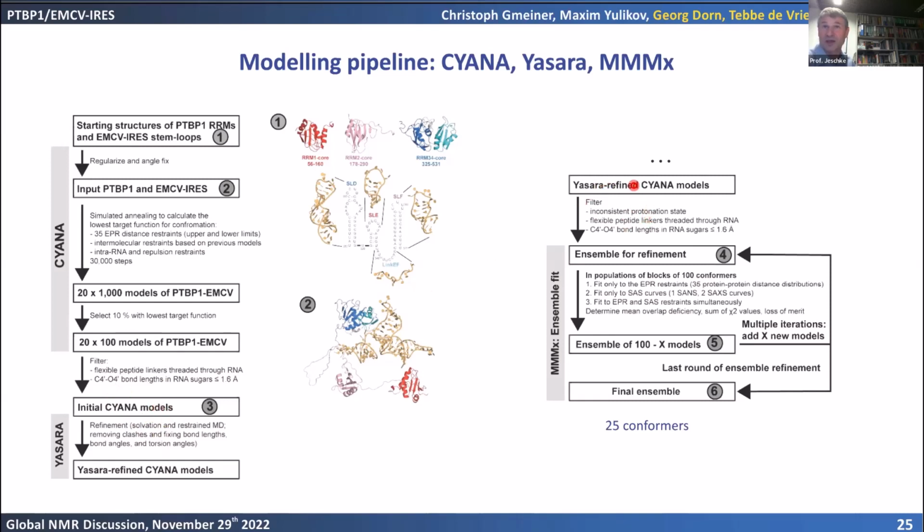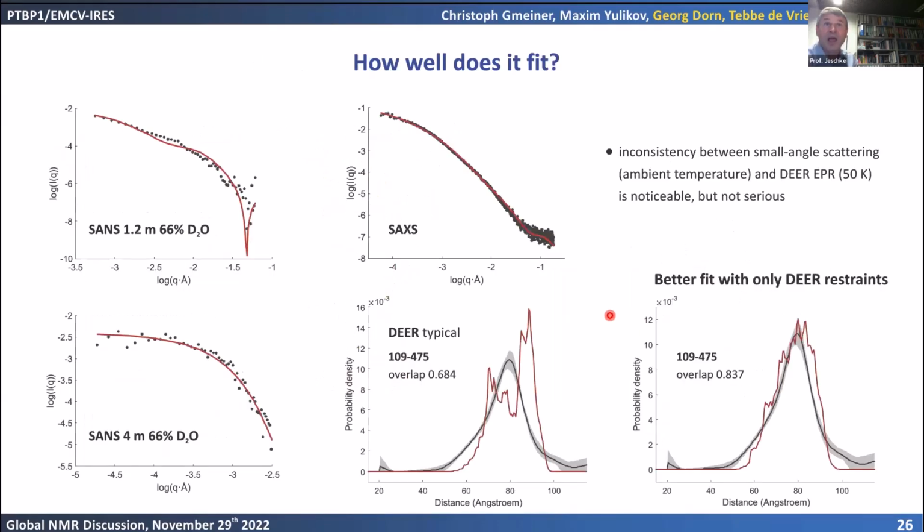We make again the test whether we have threading or inconsistent bond lengths. And then we make the ensemble refinement, and the ensemble refinement we make with the MMMX. In the end, we have 25 conformers. How well does this fit? Now, in this case, we also have small angle scattering data. Here you see the fit.